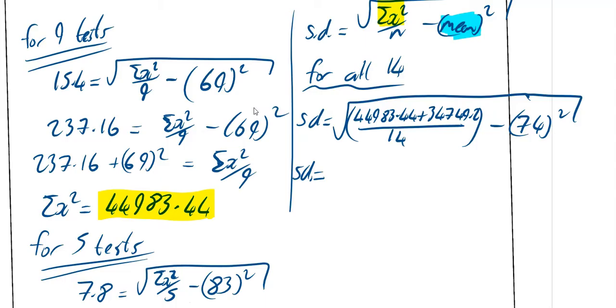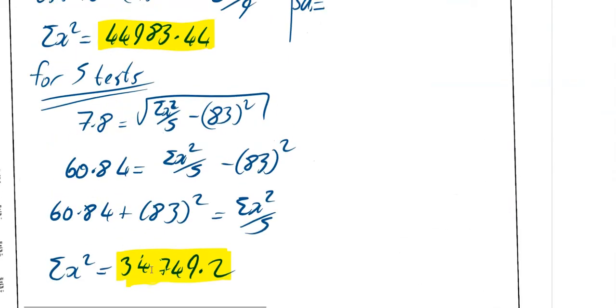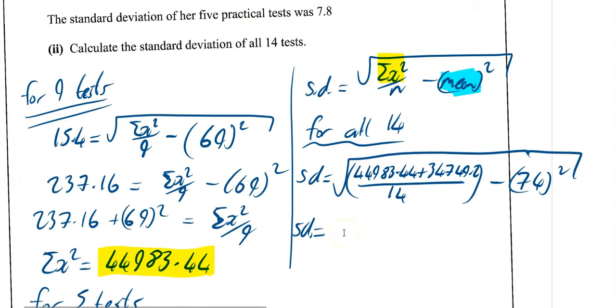Apologies for the mess. So square root of, and then fraction button. First of all, 44983.44 plus 34749.2. I'm just going to check that answer. That number's right. 34749.2. Yep, that was all over 14. Then you were taking away your 74 squared. Press equals, and I have got 14.81, and that was the 2 decimal places.